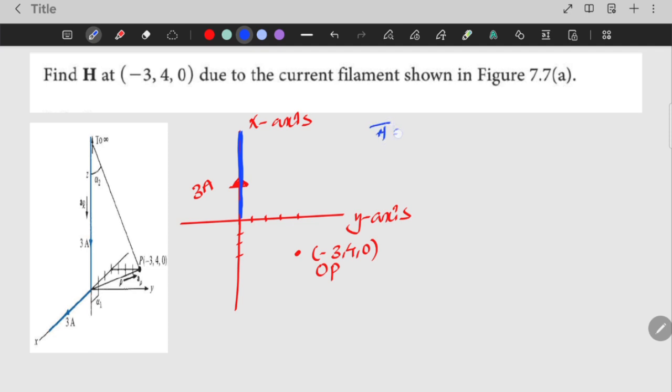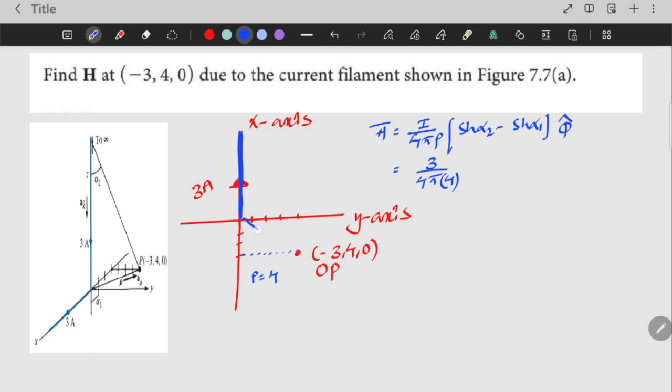So we have to use the formula H bar is equal to I by 4 pi rho into (sin alpha 2 minus sin alpha 1) into phi cap. I is 3 amperes, as they have already given, divided by 4 pi rho. Rho is the perpendicular drawn from the observation point towards the axis of the conductor. So this itself is the rho. Rho is equal to 4 from the diagram. Then sin alpha 2 and sin alpha 1 we have to calculate.